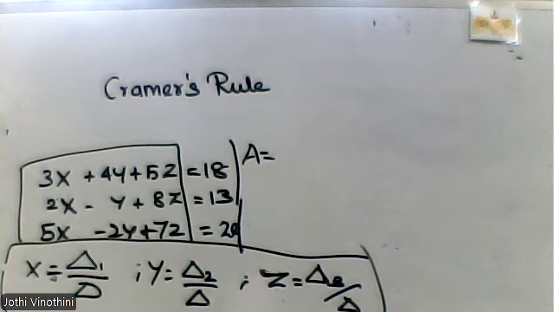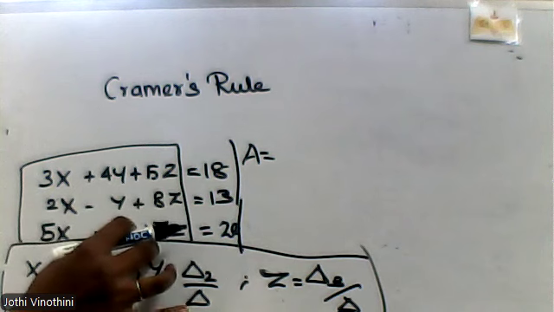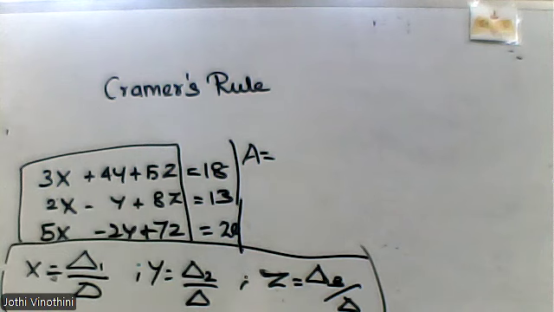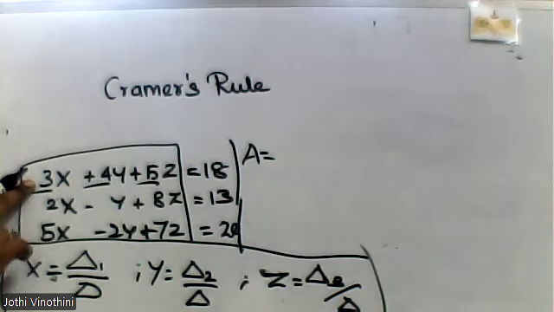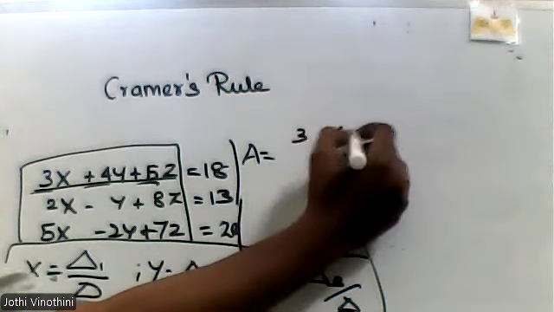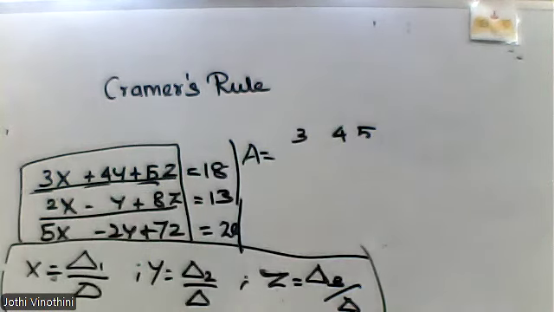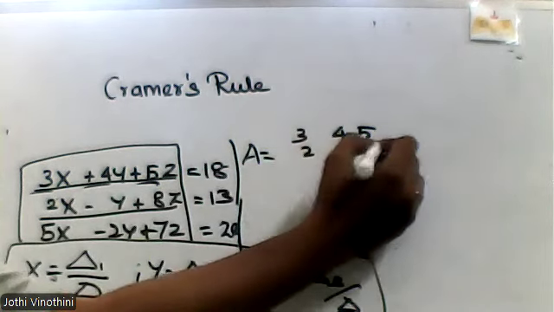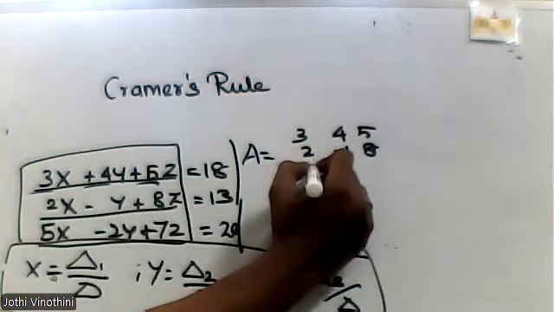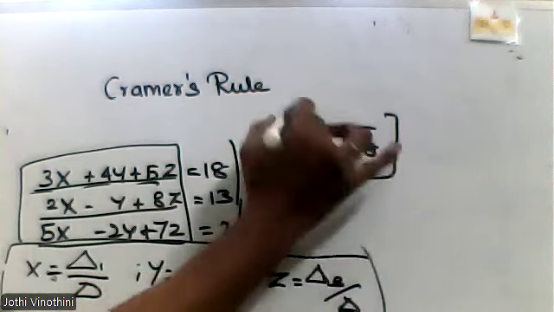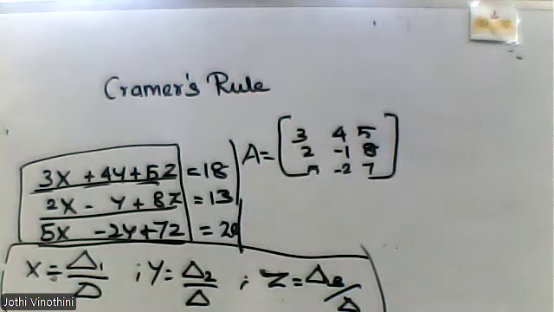While writing matrix A, we are not taking 3x, 4y. No, we simply take the coefficients of x, y, and z. The first equation we make into the first row. See, it is the first equation we have, so we simply make this the first row. The second equation we make the second row. The third equation we make the third row. And we simply find the matrix A.